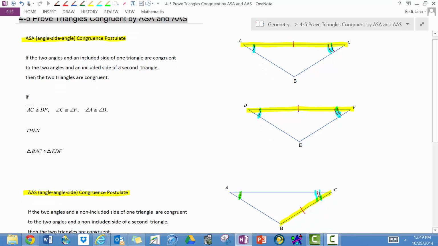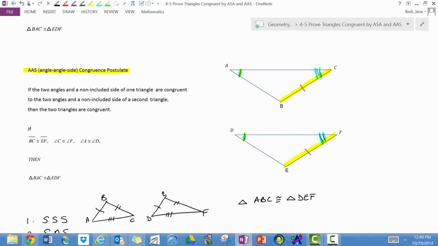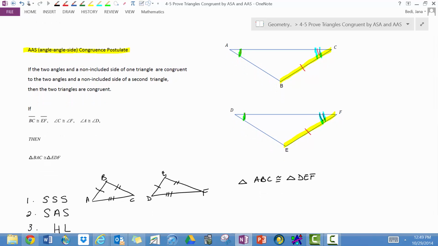The second way to prove triangles congruent if you have two angles and one side is if only one of the congruent angles touches the congruent side. So if you look at the diagram, you have segment BC congruent to segment EF. They are highlighted in yellow, and of the two given angles, the blue angle, which is angle C, and angle F, those are the only ones that touch that side.